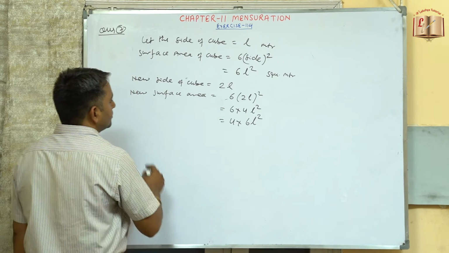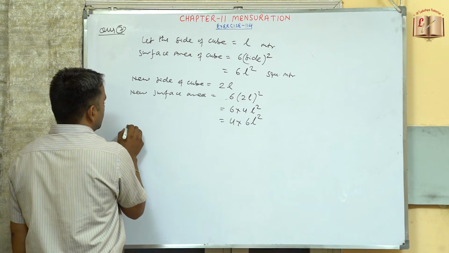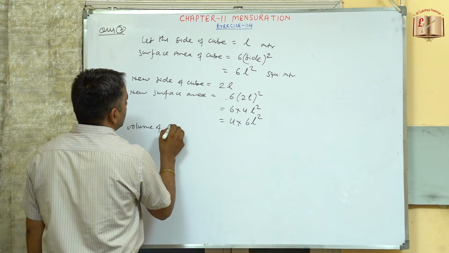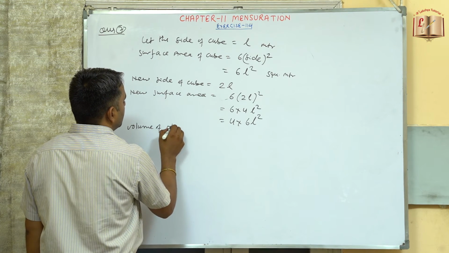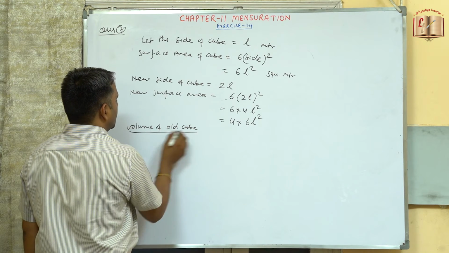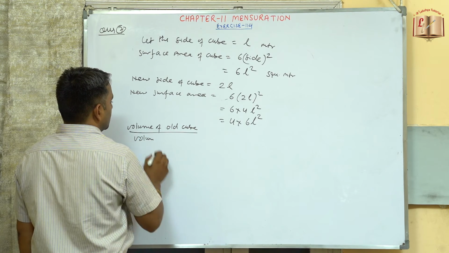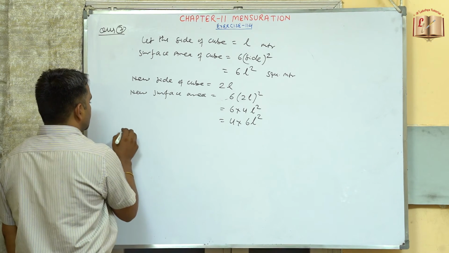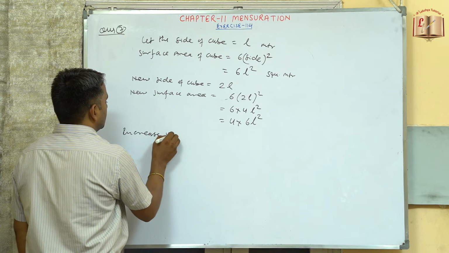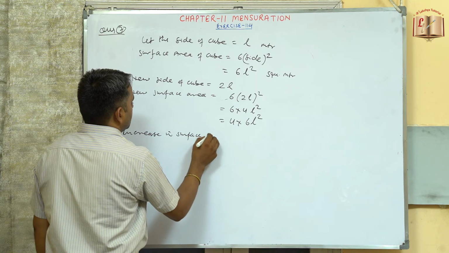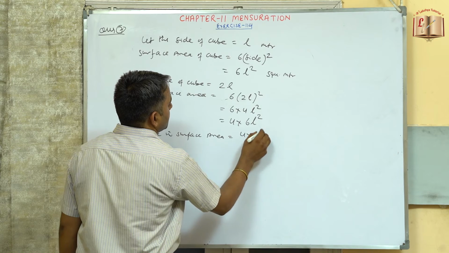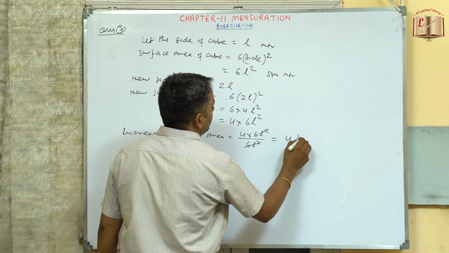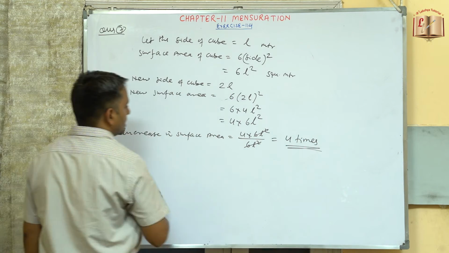So how many times is the surface area increased? So increase in surface area is 4 into 6L square divided by the initial 6L square, so this got cancelled, so this is now 4 times. So how many times does it increase? This is now 4 times.